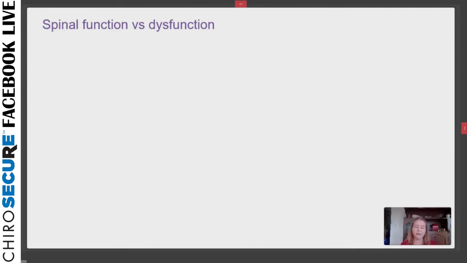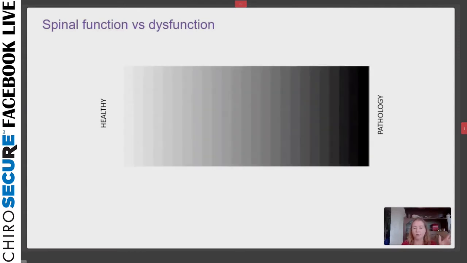So another thing that's quite clear when you look at spinal function is it's not black and white. You don't have perfect spinal function and full-blown pathology. It's not black and white. It's more like 50 Shades of Grey, a bit like that sexy book, but not quite.